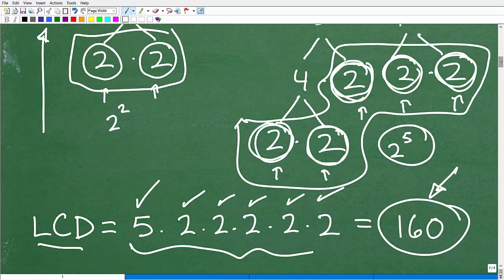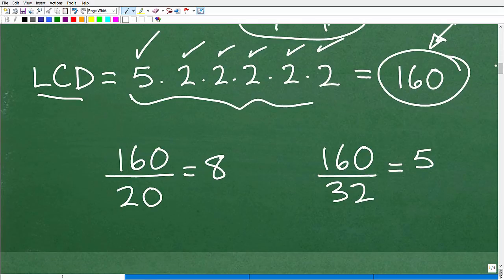Now, another way to think of the LCD is the lowest number that both 20 and 32 will divide into. So what's the lowest number that they both divide into? 160 divided by 20 is 8, and 160 divided by 32 is 5. So 160 is the lowest number that both of these numbers divide into equally. That's another way to think about the LCD. That's good when you're dealing with lower values, but you need a surefire procedure that will work with bigger numbers.